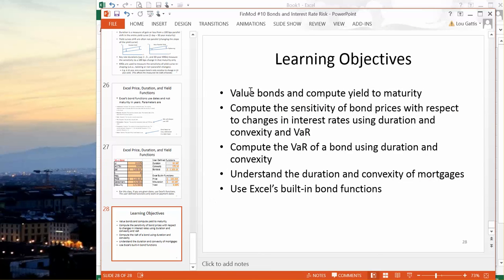So in this topic, we valued bonds and computed yield to maturity. We computed the sensitivity of bonds with respect to changes in interest rate and saw that there's an inverse relationship. We used duration as a measure of the price sensitivity of the bond, specifically modified duration. And then we used convexity to adjust for the fact that the duration is a linear estimate, and we know that the actual price-yield relationship has to be nonlinear. We computed the VaR of a bond using duration and convexity, and we understand the duration and convexity of mortgages and use some of Excel's built-in functions.